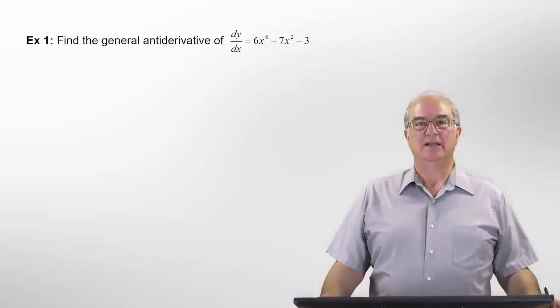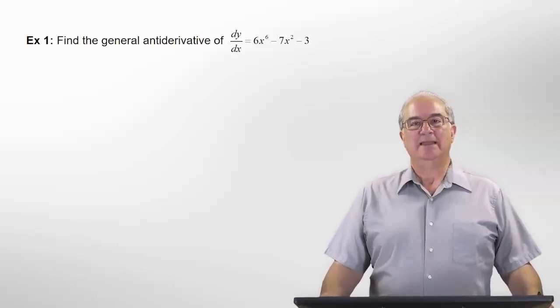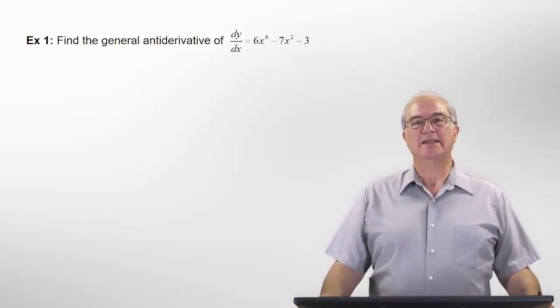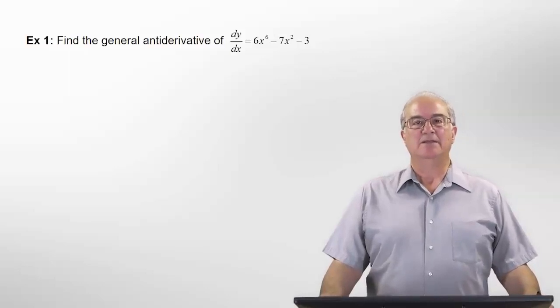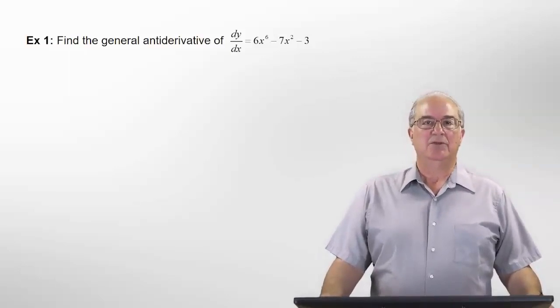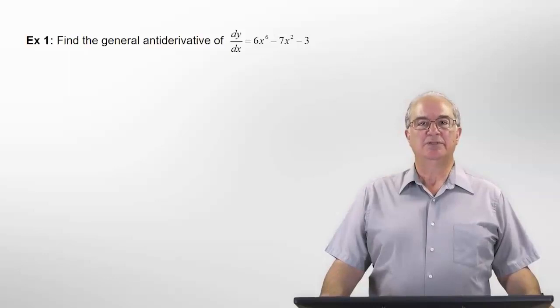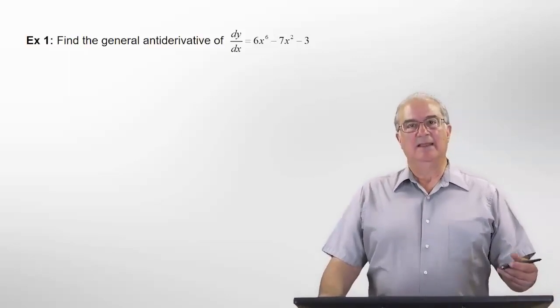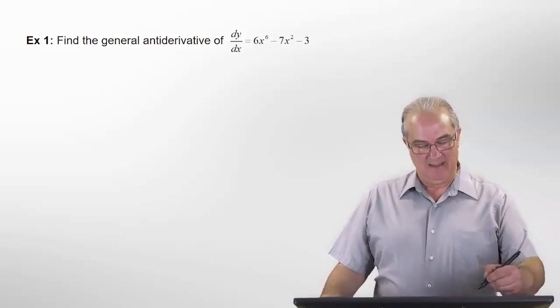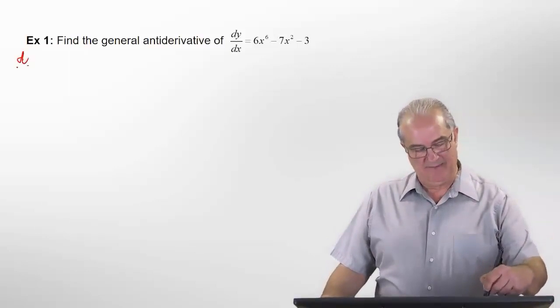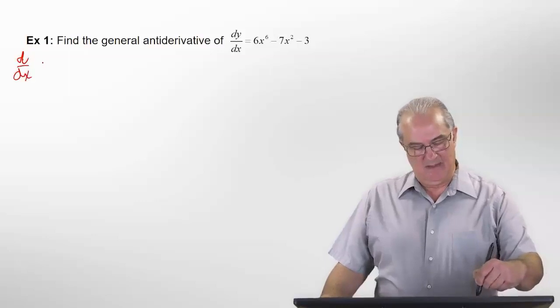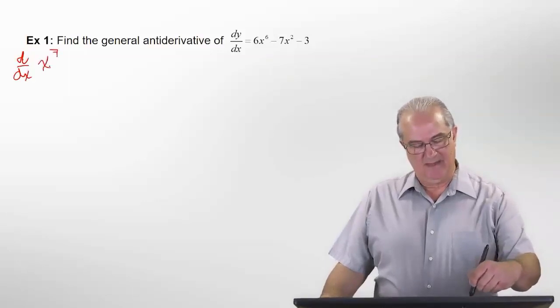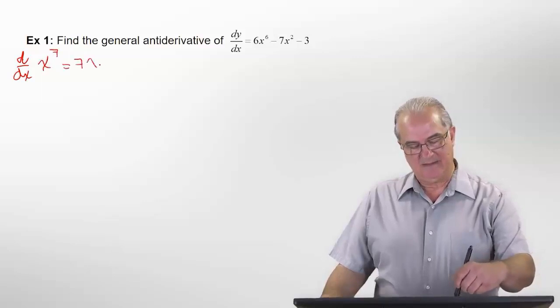Let's find the general antiderivative of dy by dx equal 6x to the power 6 minus 7x squared minus 3. So what we really need to do is find one antiderivative, that is to say, a function whose derivative is this function given to us as dy by dx. So let's think in this approach of our memory bank. We know that d by dx of x to the 7th is 7 times x to the 6th.